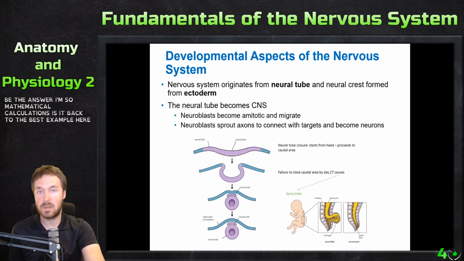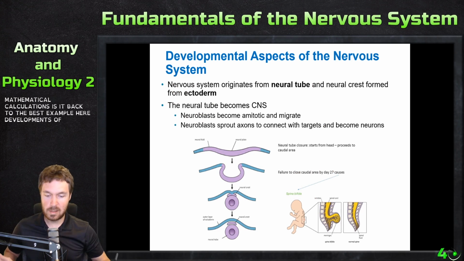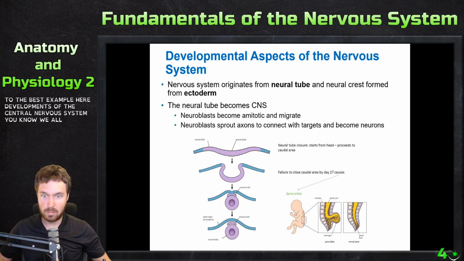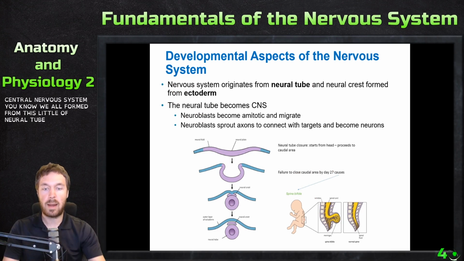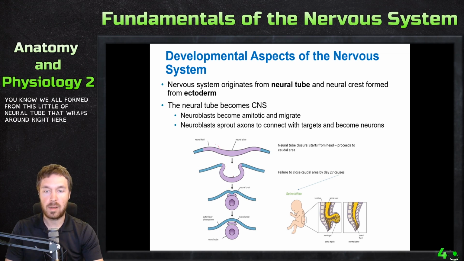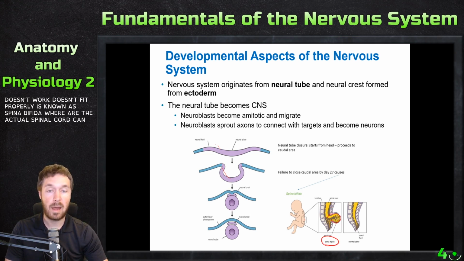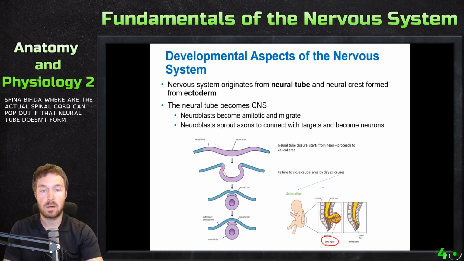And then to end here, I just want to talk a little bit about development. So the central nervous system, we all form from this little neural tube that wraps around right here, forming this little neural crest. If this doesn't fold properly, it's known as spina bifida, where the actual spinal cord can pop out if that neural tube doesn't form correctly.